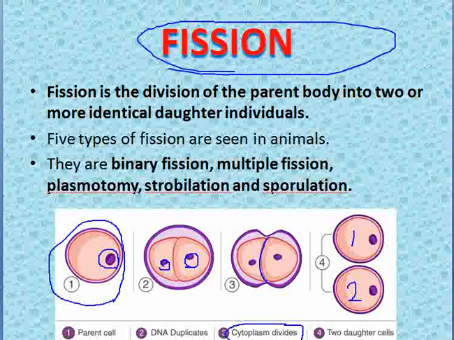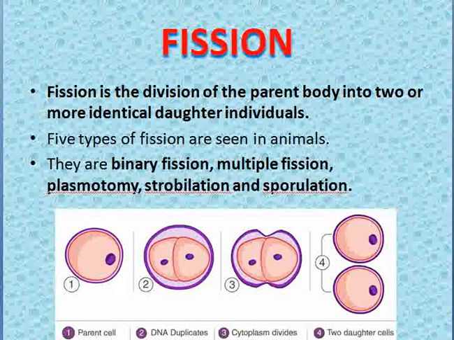And in animals, there are 5 types of fission. The first one is binary fission, second is multiple fission, third is plasmotomy, fourth is strobilation, and the fifth is sporulation. So let us see what binary fission is, which takes place in the organism called amoeba. So binary fission in amoeba.